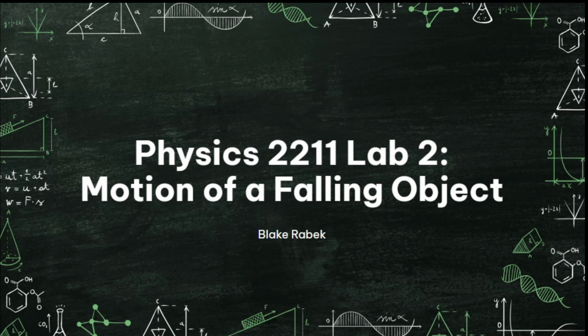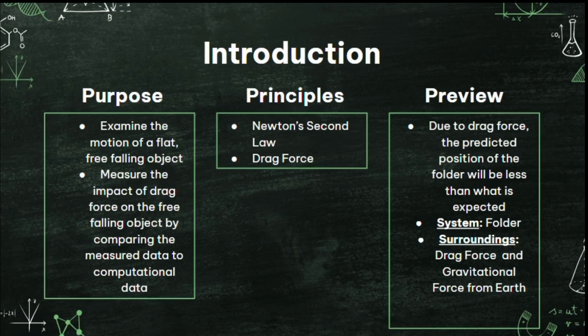This is Lab 2, Motion of a Free-Falling Object. The purpose of this lab is to examine the motion of a flat free-falling object and measure the impact of drag force on the free-falling object by comparing the measured data to computational data. The principles we'll be using are Newton's second law and drag force.